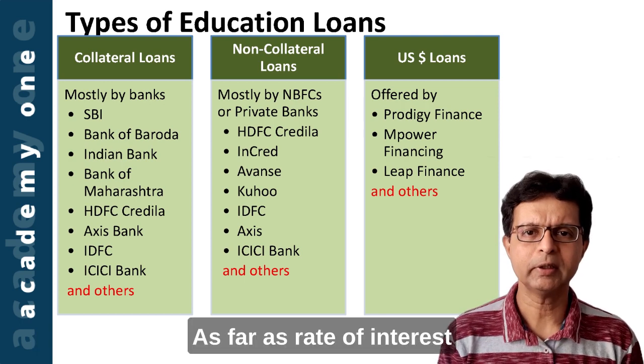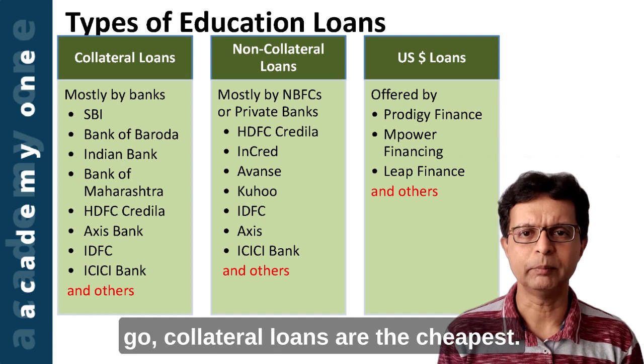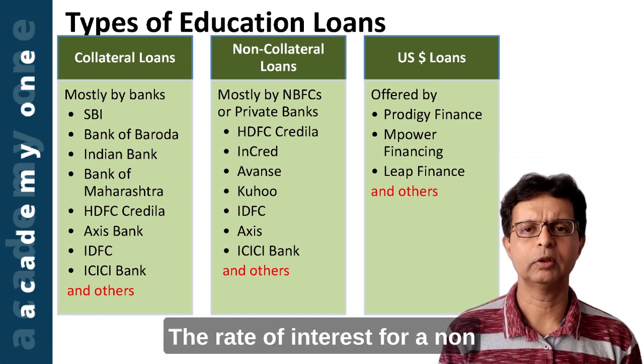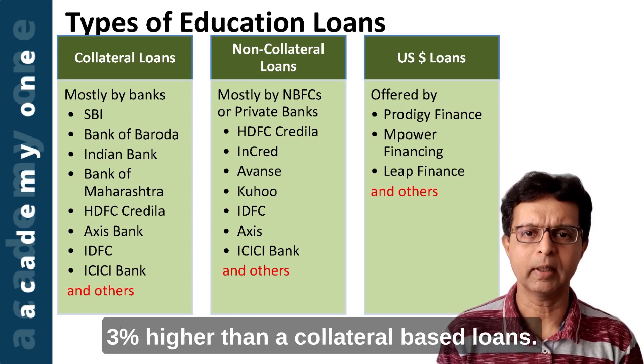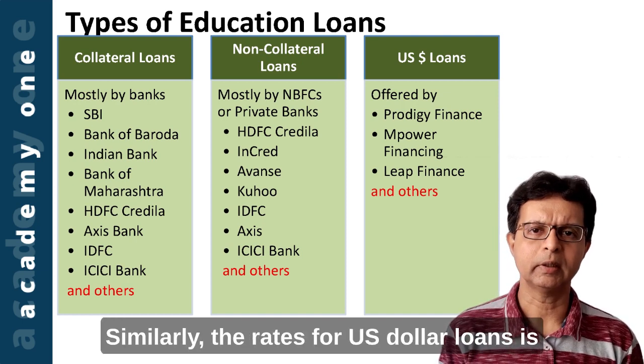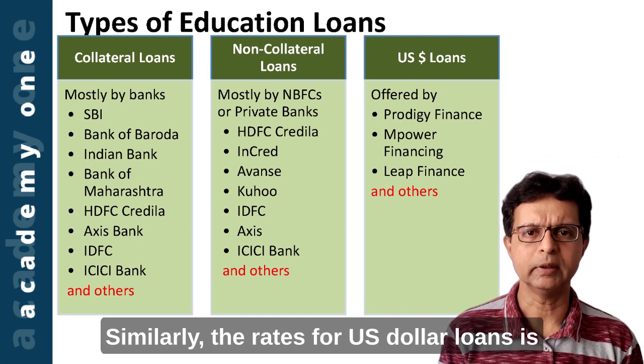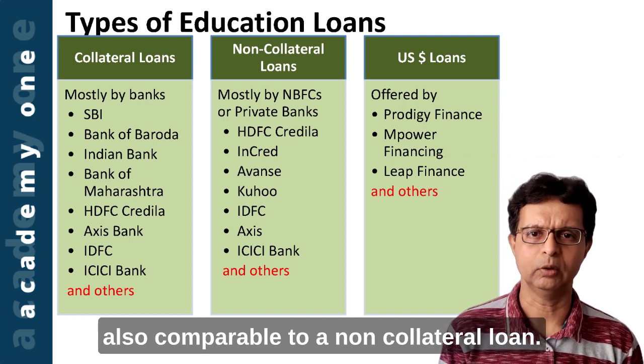As far as rate of interest goes, collateral loans are the cheapest. The rate of interest for a non-collateral based loan is generally 2 to 3% higher than a collateral based loan. Similarly, the rates for US dollar loans are also comparable to a non-collateral loan.